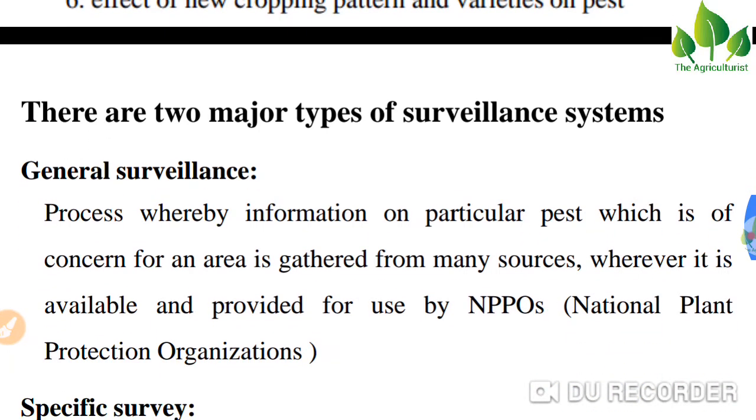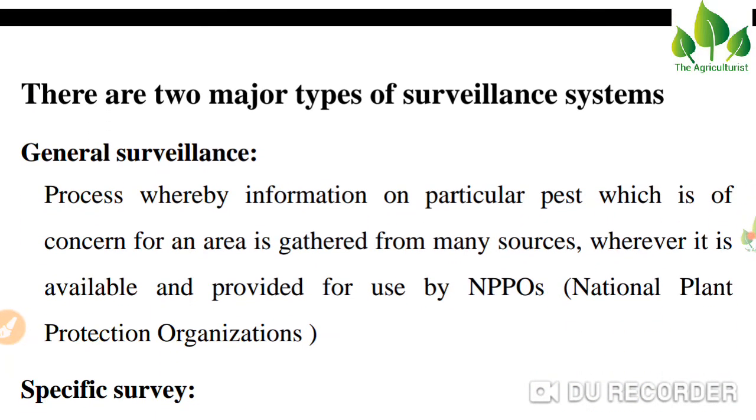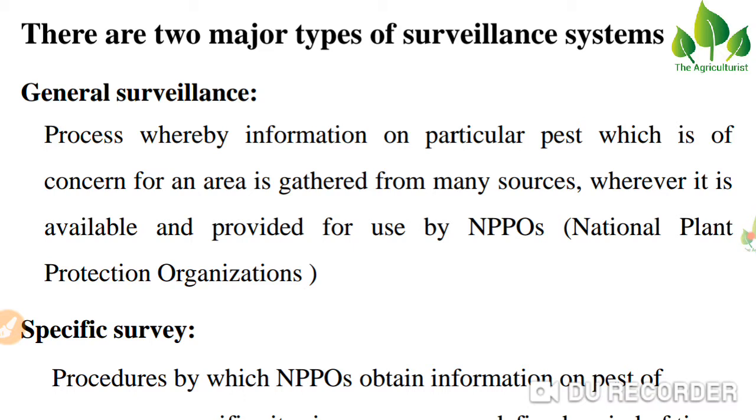So there are mainly two types of surveillance system. There is general surveillance. So what is general surveillance? The process whereby information on a particular pest of concern in an area is gathered from many sources, where it is available and provided for use by NPPOs, like National Plant Protection Organizations. So in this, what happens? The pest population information is gathered from different sources, right, and provided to the NPPOs.